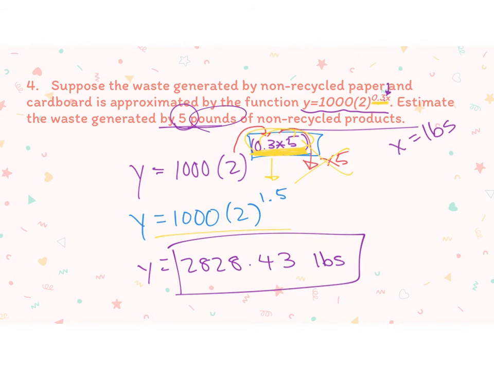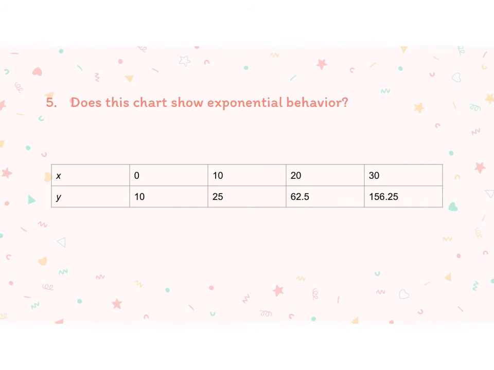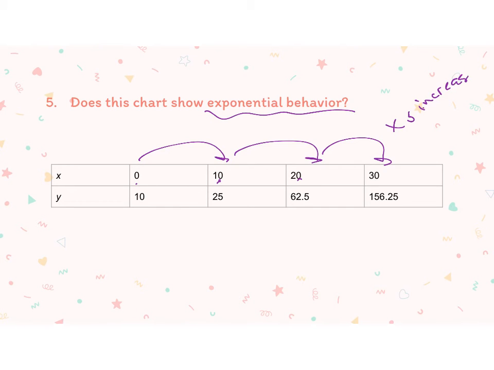All right. Let's take a look at number 5. In number 5, we're looking at a table and we're asked if this chart shows exponential behavior. So let's talk about how we would do this. The first thing that I need to recognize is that my x's are increasing by the same amount each time. I go from 0 to 10, then 10 to 20, then 20 to 30. So good, I'm good there. X's increase the same amount each time.